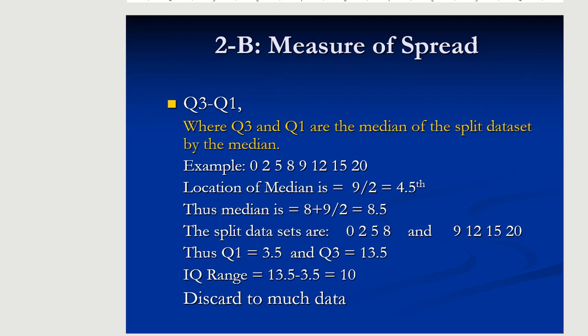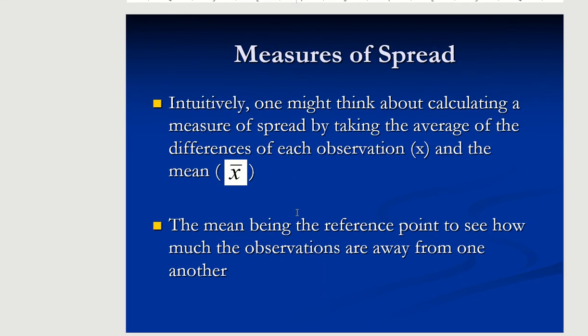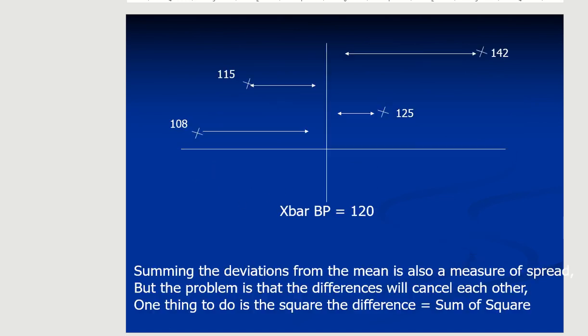Okay? So going back to our notes, this is an explanation of what I explained, that intuitively you want to look at the differences between the observations. You need a reference point. The best reference point is your mean, okay? So you're looking at the distances of every value to the mean, okay? And you think, okay, let me add them up, divide by n. The first problem you're going to encounter is that adding them up is going to give you 0.